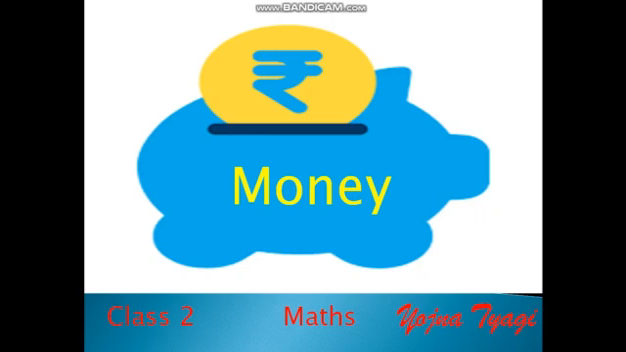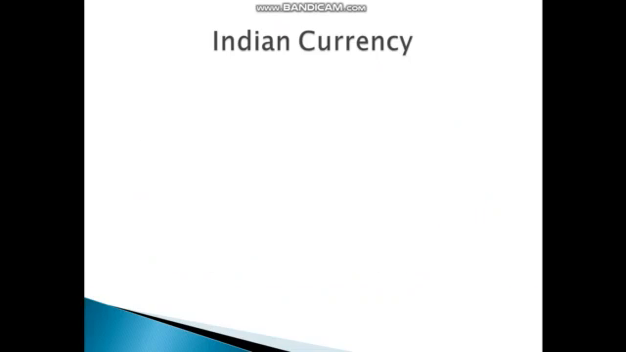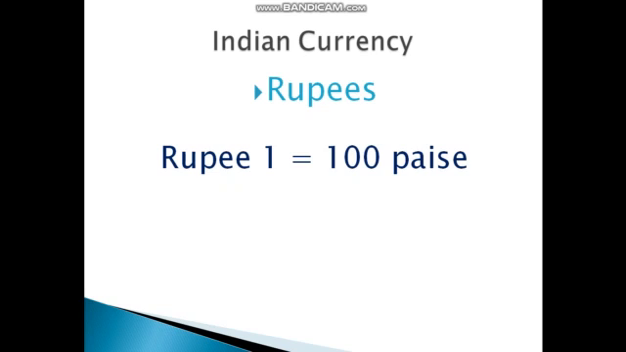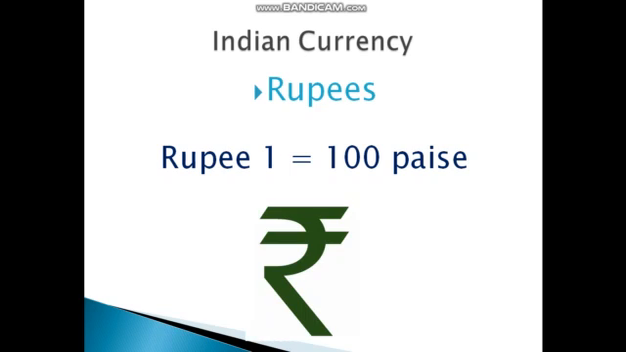So children, you already know that in India, the currency that we are using, means the money that we are using, is in the form of rupees. Or the shorter form of these rupees are paise. And 1 rupee is equal to 100 paise. Earlier we used to write these rupees as capital R and small s. But now we use a symbol, like the Hindi letter R. So this is the symbol of rupees.